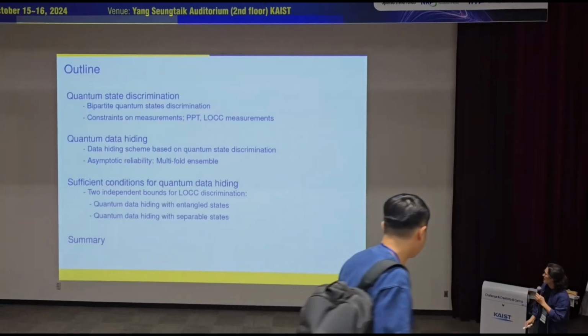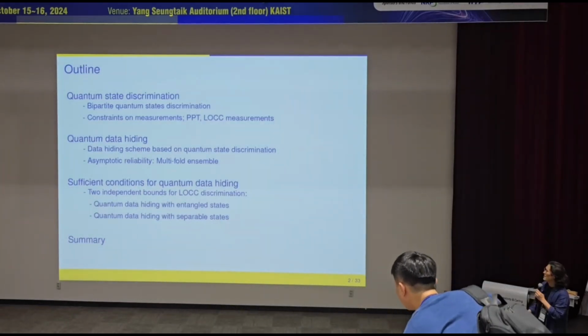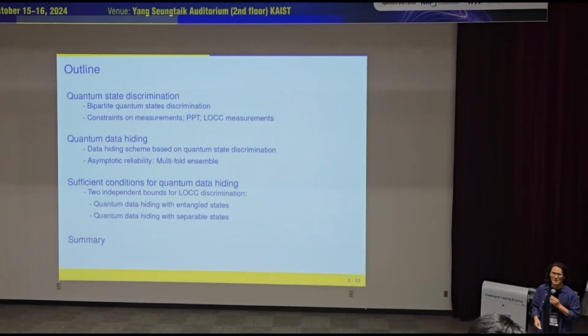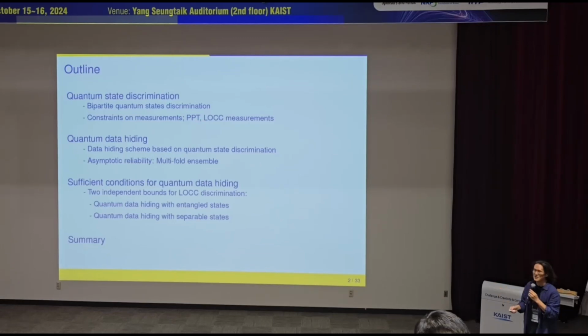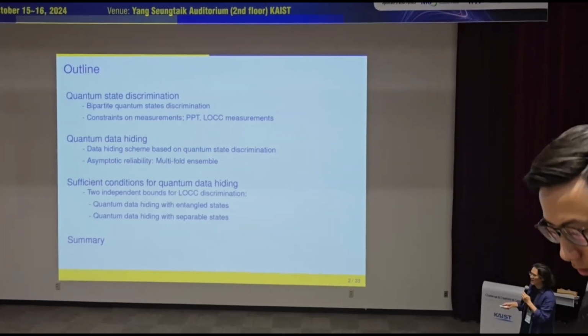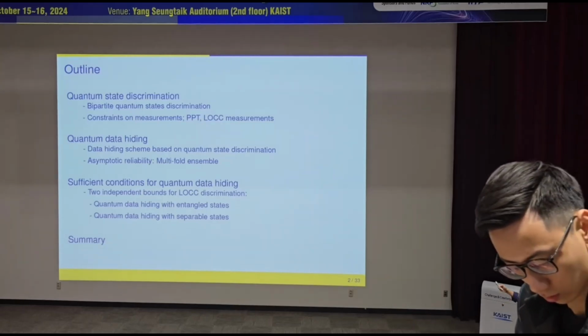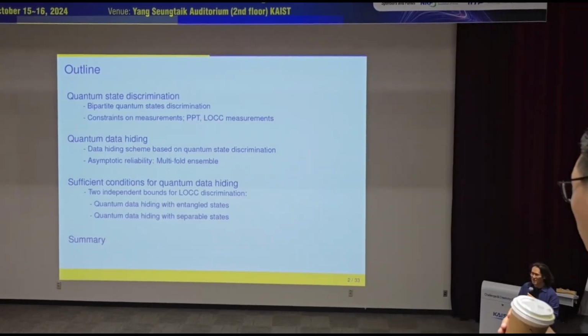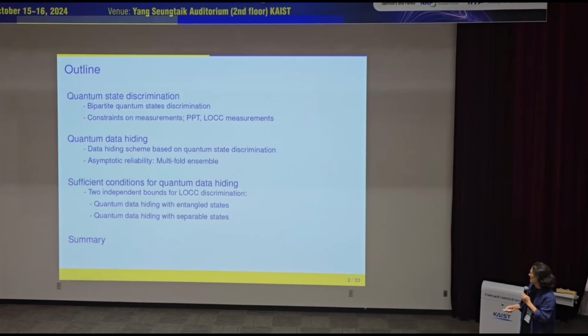So yeah, this is the outline. First, we'll talk about bipartite quantum state discrimination and some possible constraints on the set of measurements, such as PPT measurement and LOCC measurement. Soon we'll see what this means. Then we'll talk about data hiding scheme based on quantum state discrimination. And we can also see how reliably the data can be hidden in an asymptotic way by using the concept of multi-fold ensemble and some task therein.